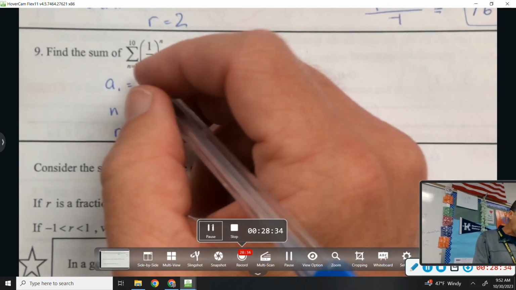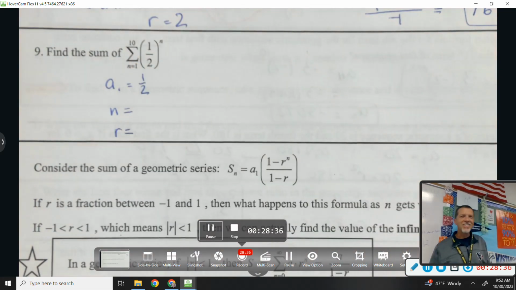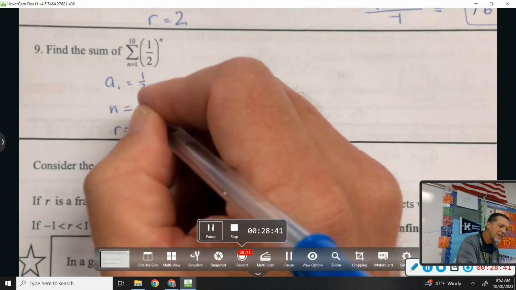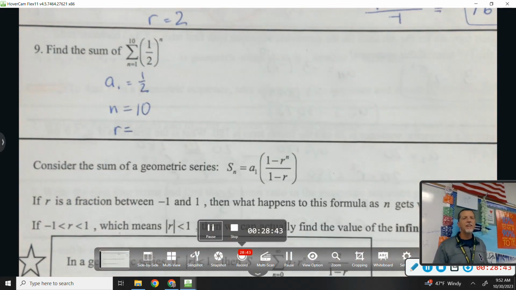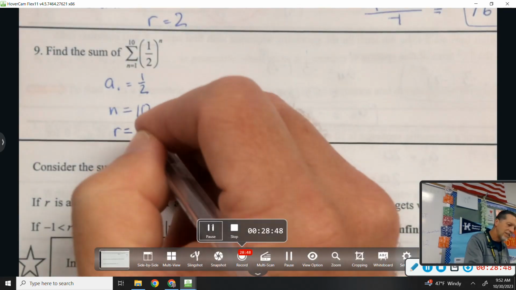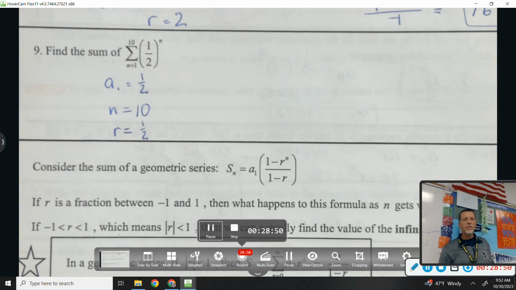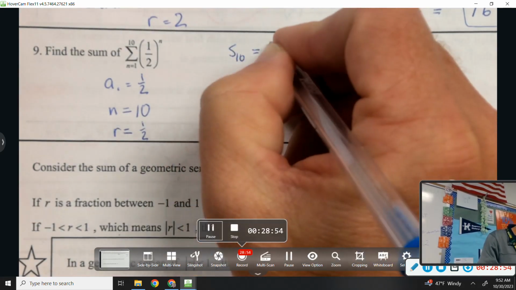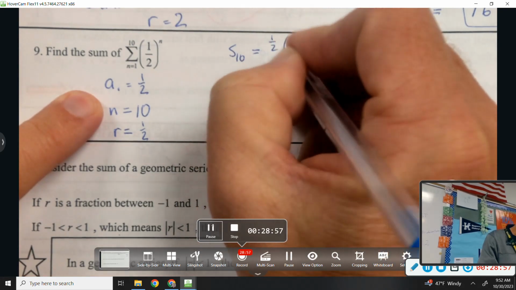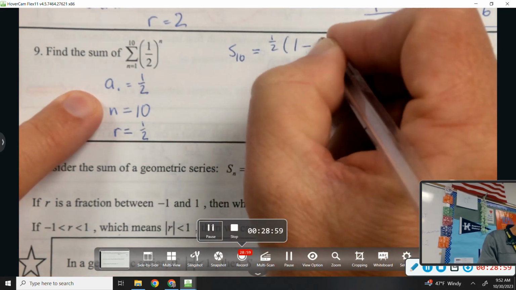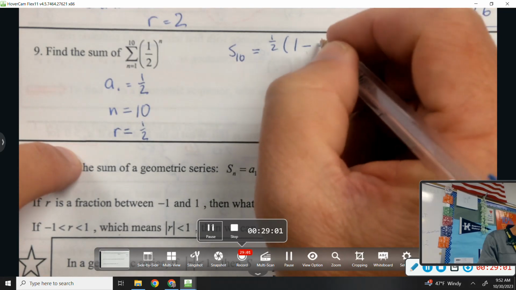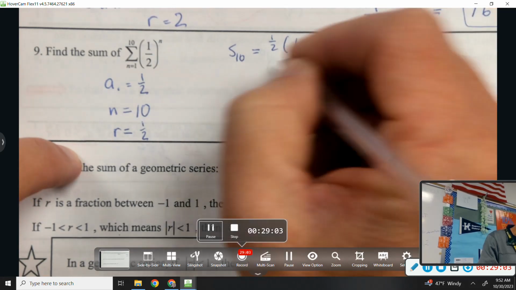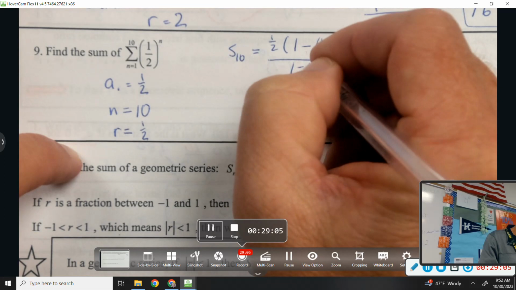How many terms are there if I start at 1 and go to 10? 10. And r is 1/2. Okay, so I think I'm ready to use my formula now. S10 is the first term, 1/2, times 1 minus 1/2 to the 10th. We really like our 2's and big powers today. Over 1 minus 1/2.